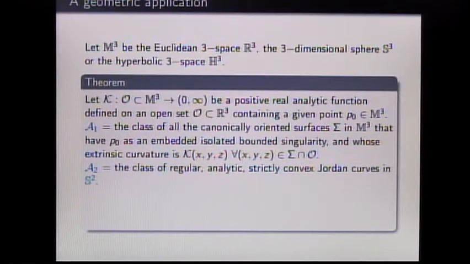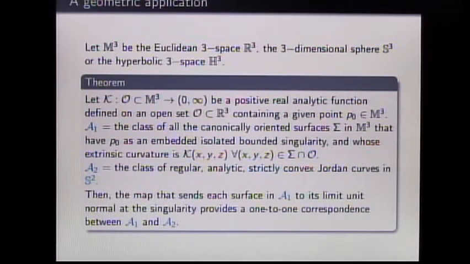And you call A2 the class of all the regular analytic strictly convex curves in the sphere. These curves here will play the role of the limit unit normal at the puncture. So you have a one-to-one correspondence between these two classes. Okay, the point is that if you have a positive extrinsic curvature surface in one of these ambients, you can immediately prove that it must be a graph. And so you will have a solution of a general Monge-Ampère equation. You apply all the analytic machinery we have proven before, and you can deduce this classification here.